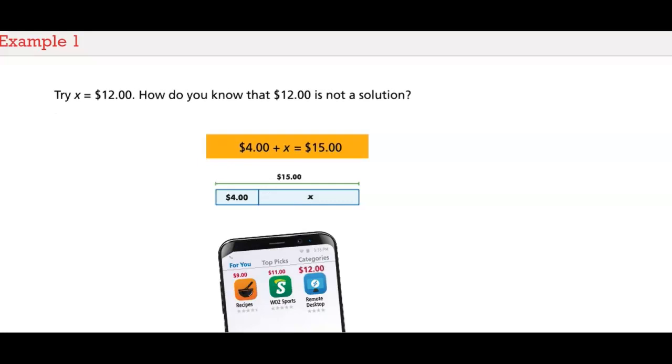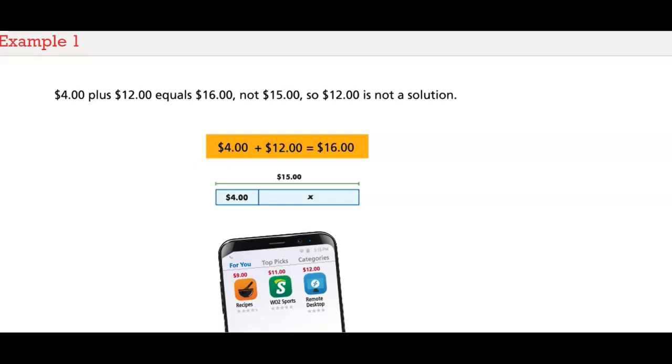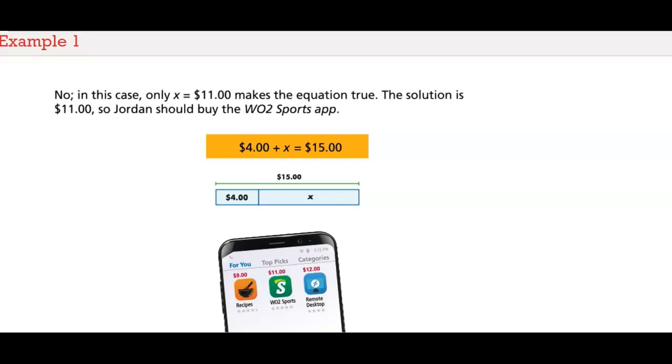Try x equals $12. How do you know that $12 is not a solution? $4 plus $12 equals $16, not $15. So $12 is not a solution. Could there be other solutions to the equation in this situation? No. In this case, only x equals $11 makes the equation true. The solution is $11, so Jordan should buy the WO2 Sports app.